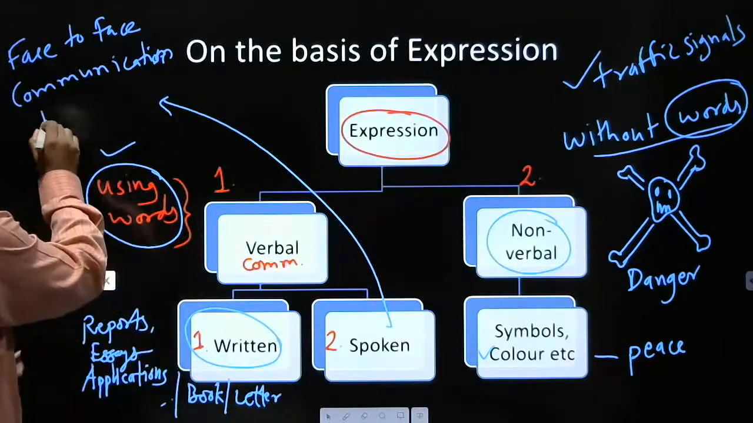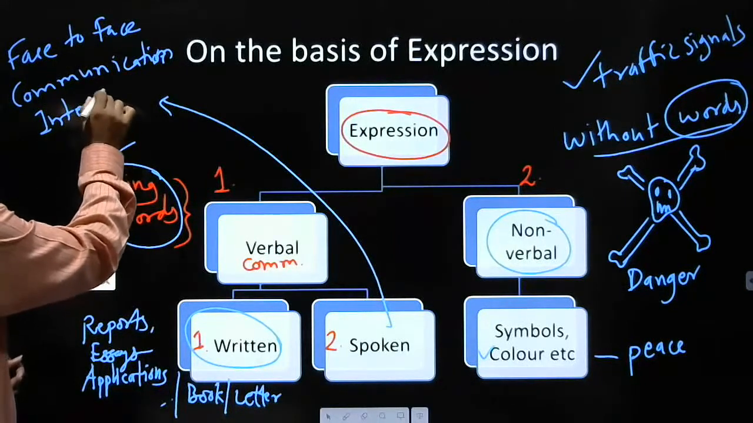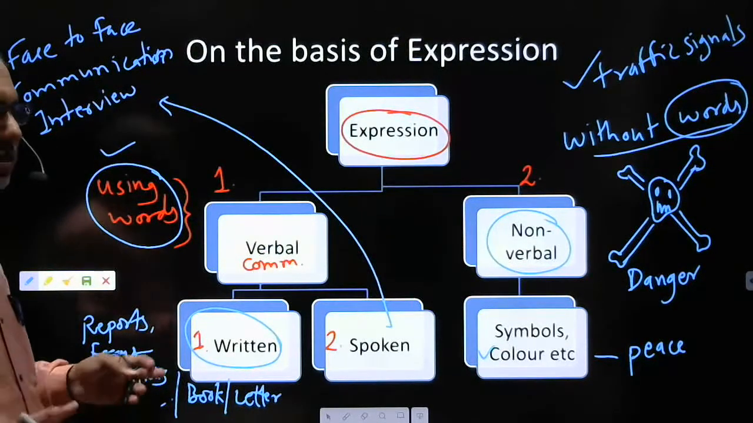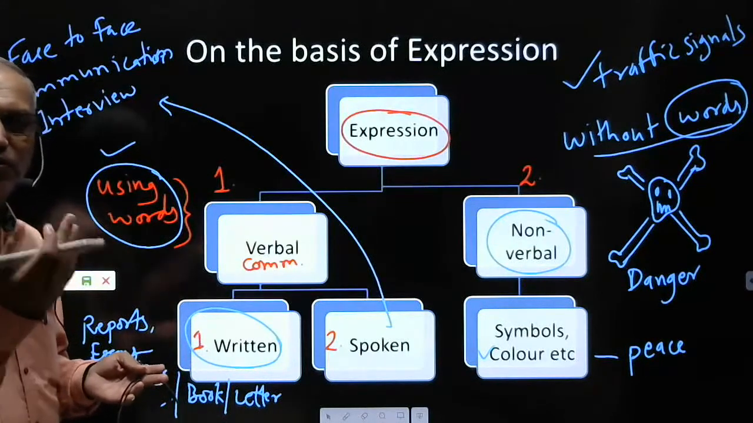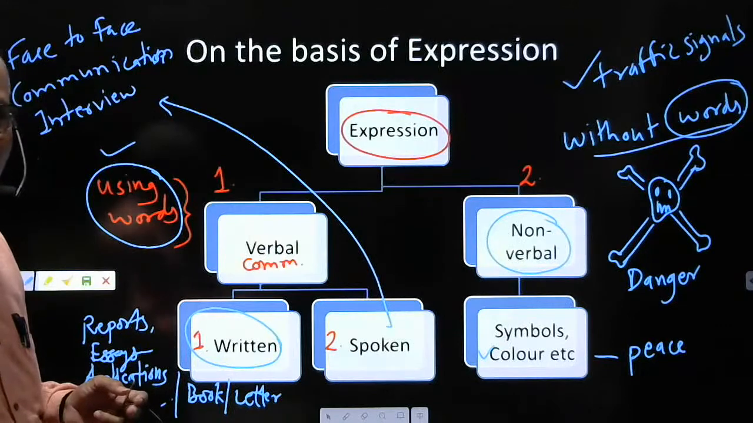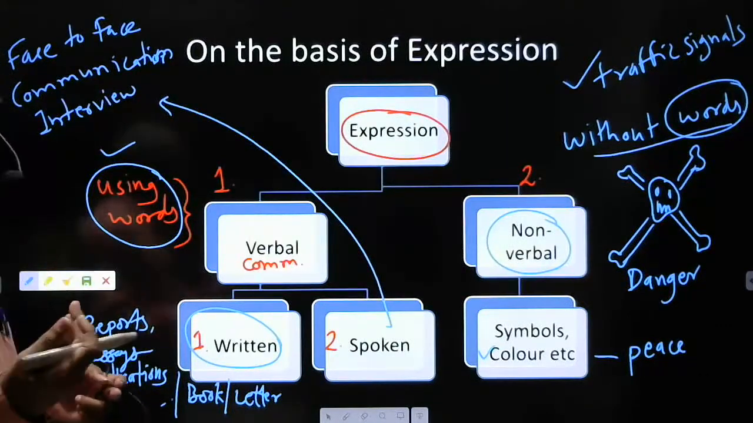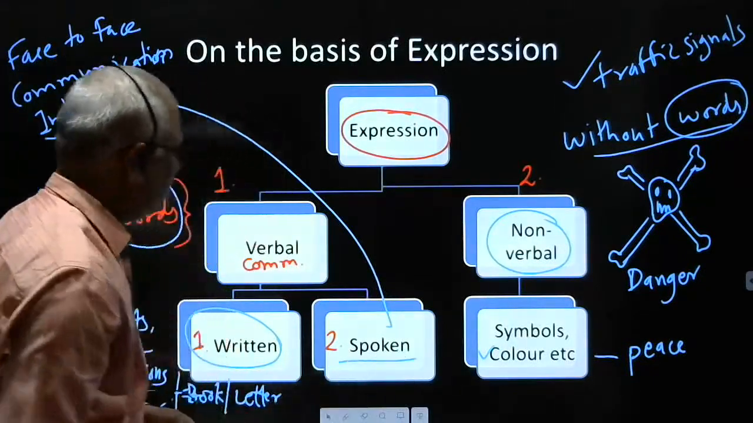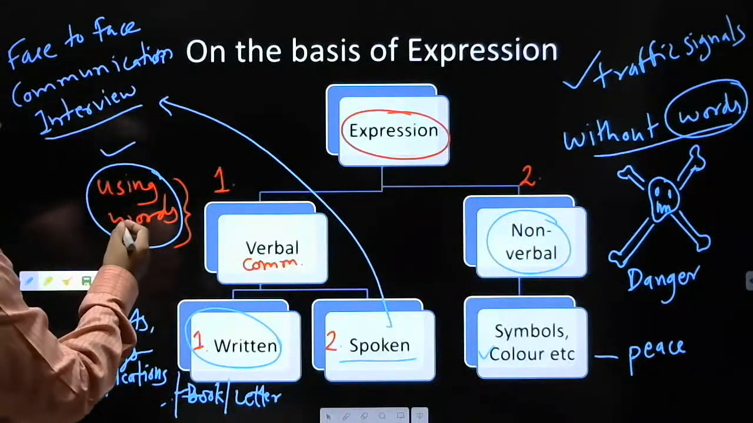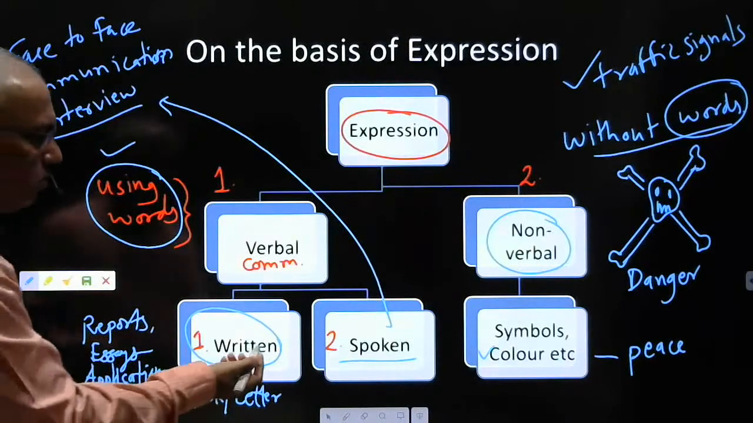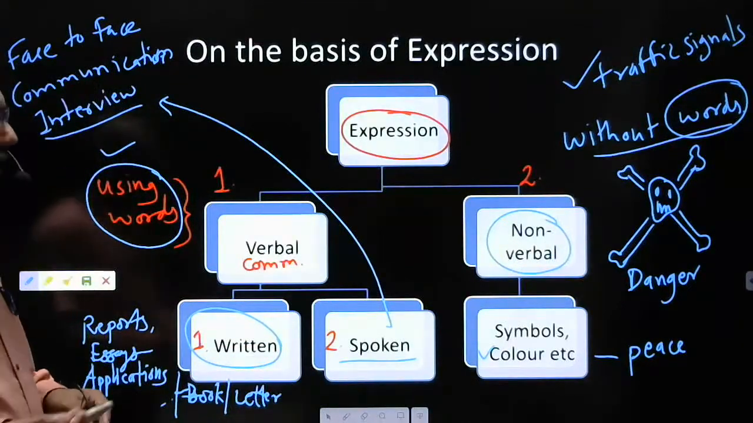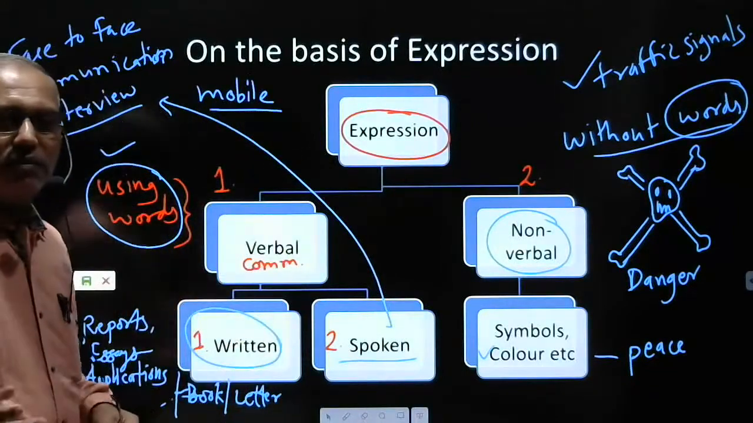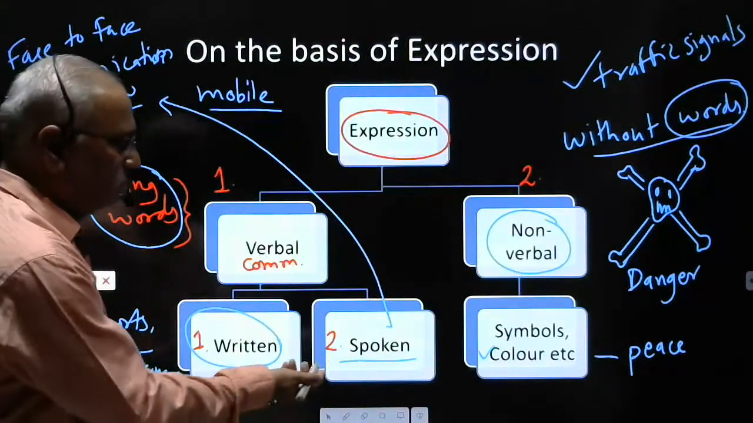Any kind of interview: you might have heard interviews on television. In an interview you might have seen, or you will see, that both persons, the interviewee and the interviewer, are present, and one person is asking questions and the other is giving responses to those questions. So it is called an interview. So an interview is an example of spoken communication. In the same way, any face-to-face communication, and nowadays telephonic conversation is also called spoken communication. Why? Because on telephone or mobile, say for example communication on mobile, that is also an example of spoken communication.